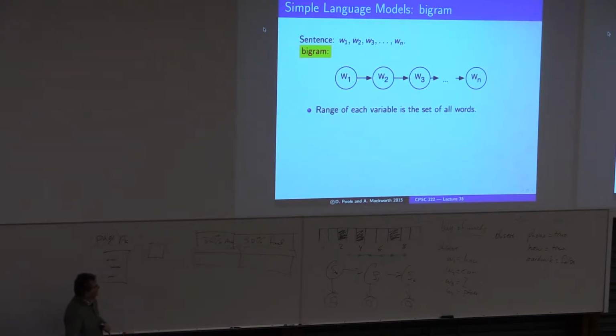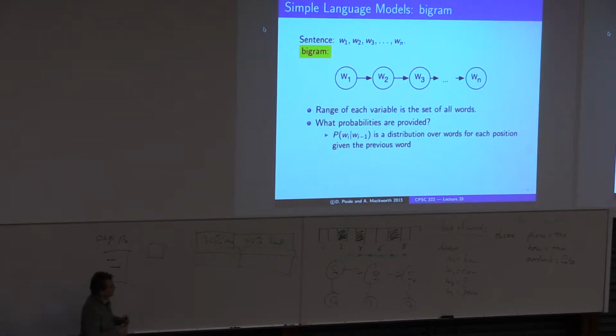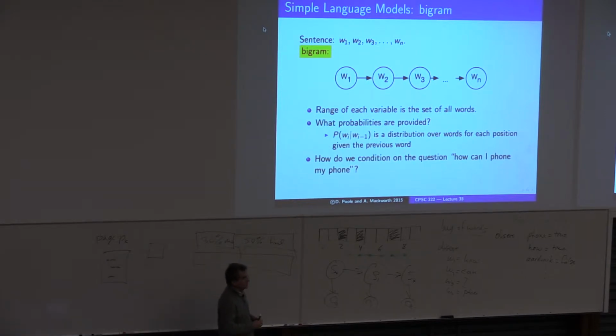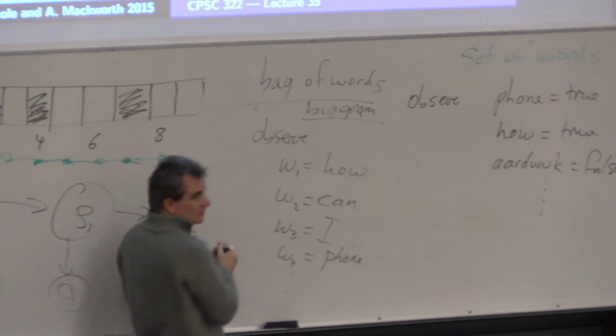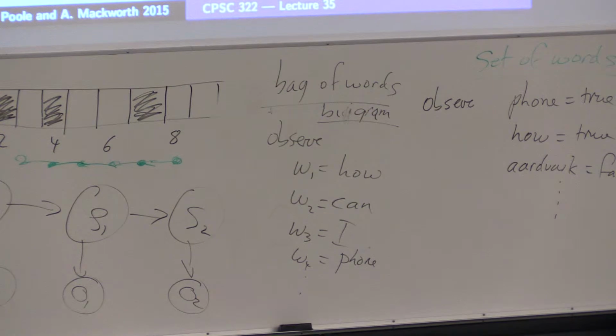So it's a range of the variables, a set of all words. The probabilities provided are the distribution over words for each position given the previous word. And now we're going to condition on the same sentence. It's exactly the same thing we did before. So now, how can I call my phone is going to be a bag of words or a bigram model, with the same thing. Does that make sense? All right. So hopefully you can understand it.